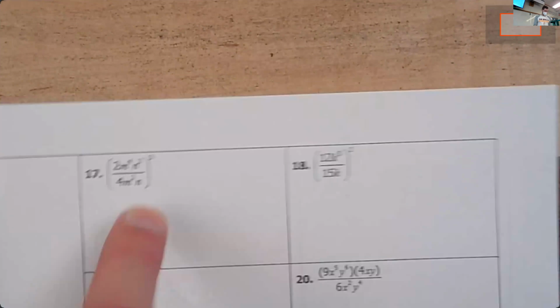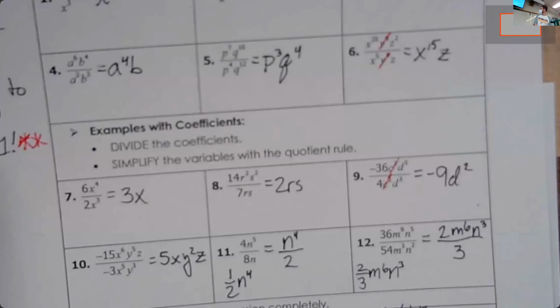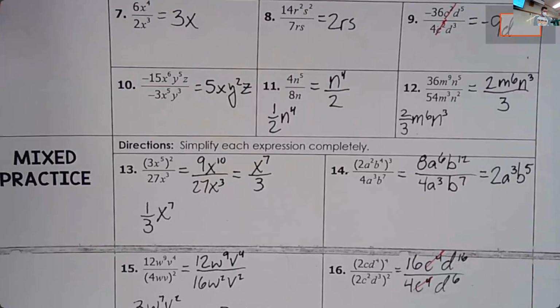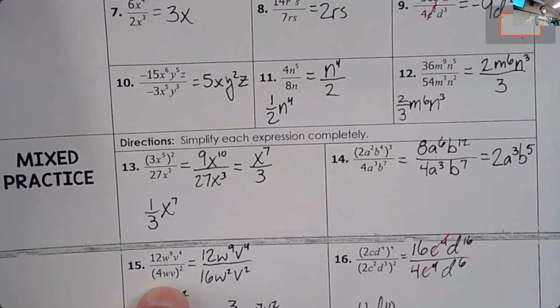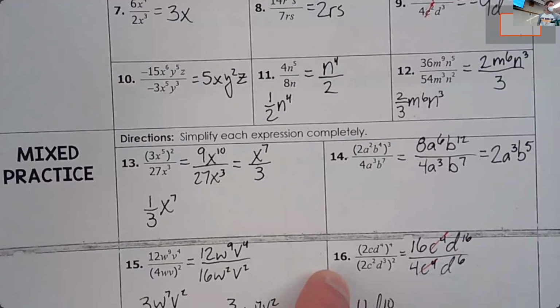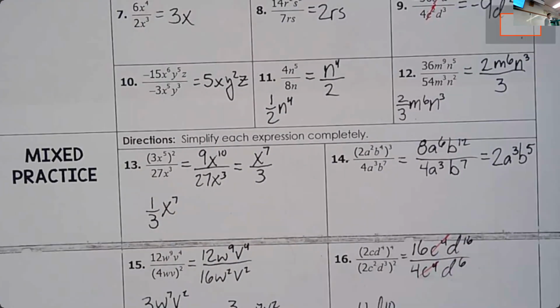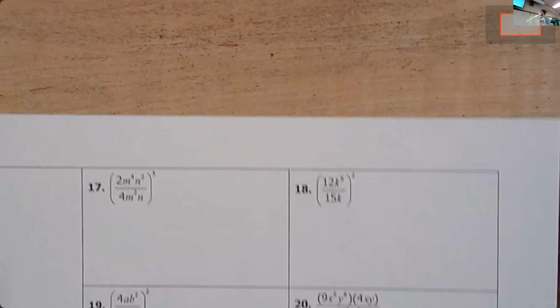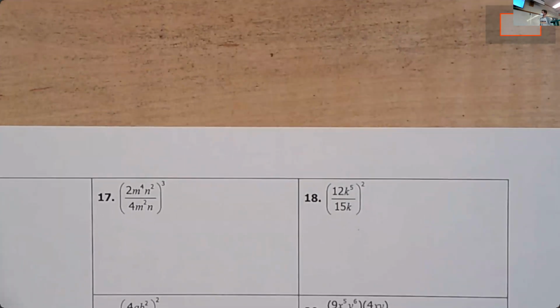Yesterday with 13 through 16, either the top was in parentheses or the bottom was in parentheses, or the top and the bottom were in separate sets of parentheses, taken to different exponents. So today, the first problem we see, the entire fraction is inside parentheses. And so if that is the case, this is going to be really similar.